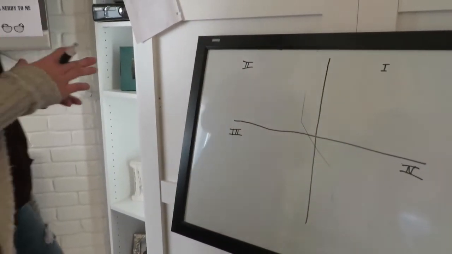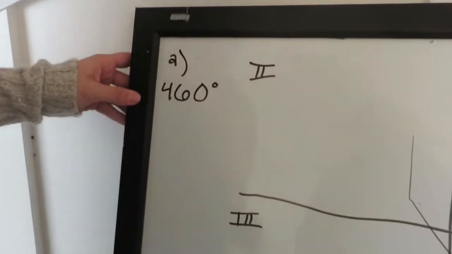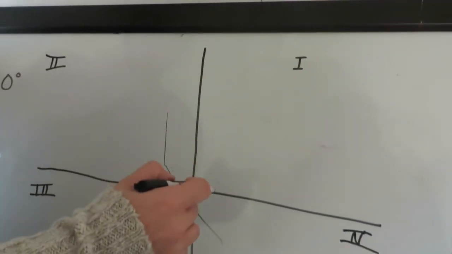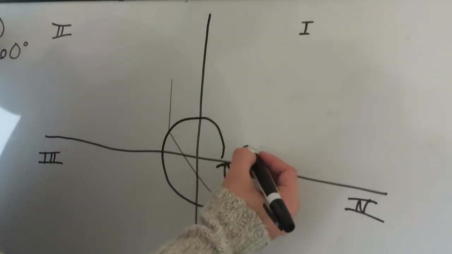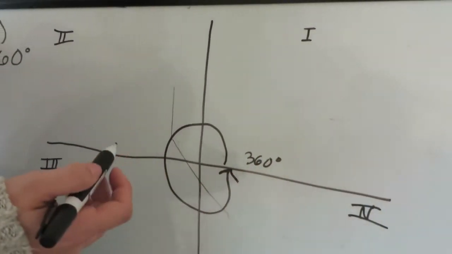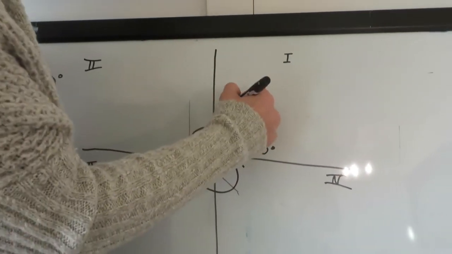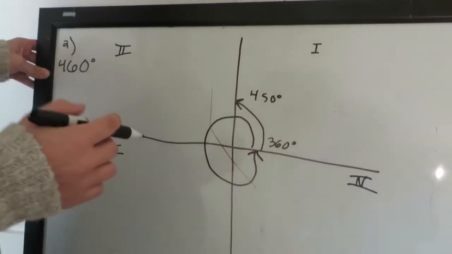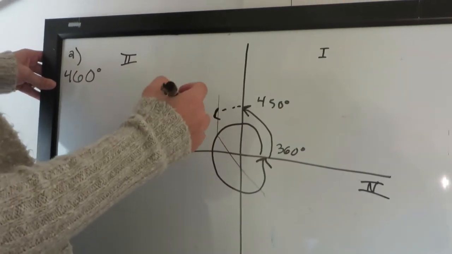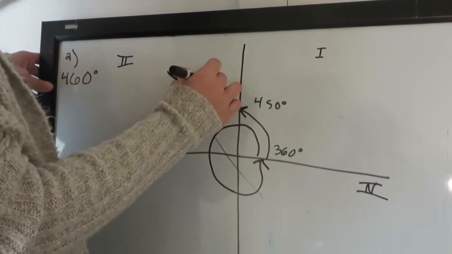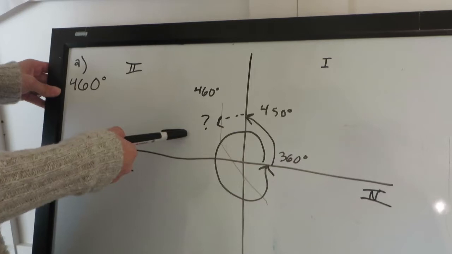Finding the reference angle, so our problem is 460 degrees. So we're going to start here, and if we go all the way around, that's 360 degrees. And then if we keep going to this line, that's going to be 450 degrees, but we need to go to 460, so you're going to go a little bit more, and that's going to be 460 degrees. But we need to find how many degrees this angle is.